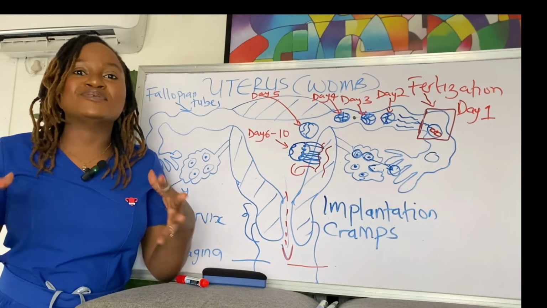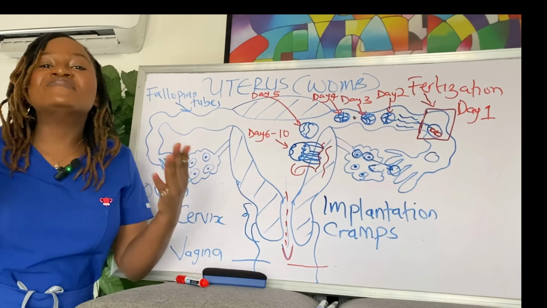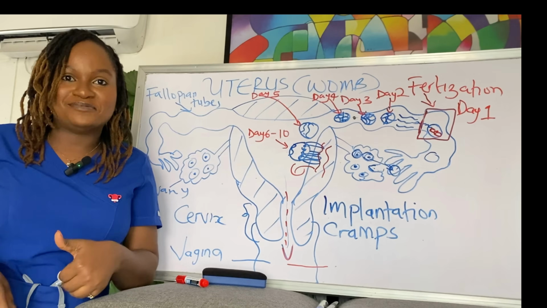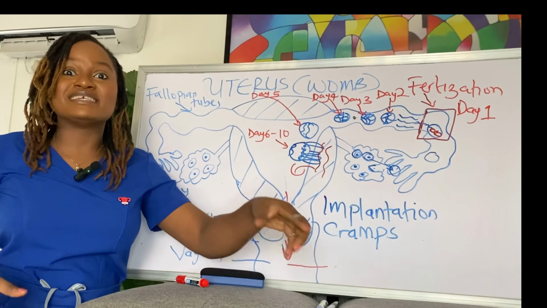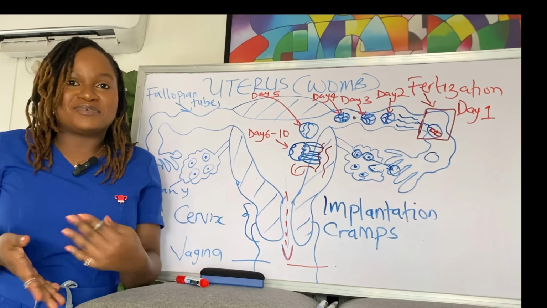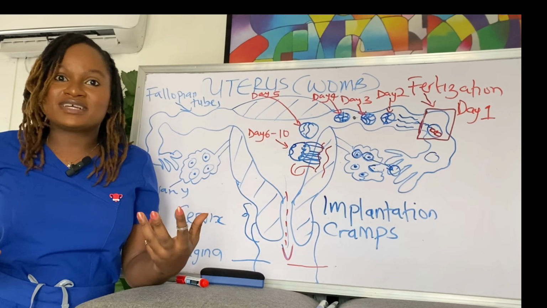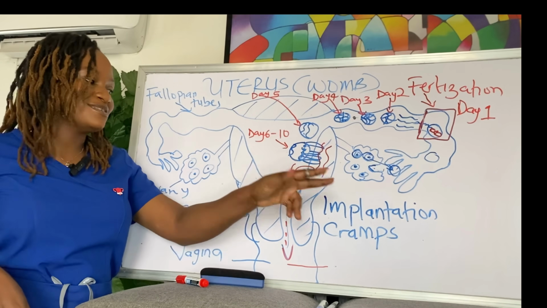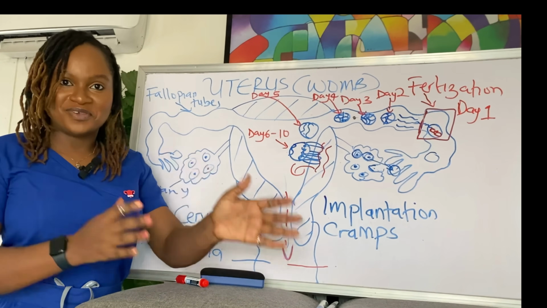So this is another confusing one. Imagine implantation has occurred for you and then you experience implantation bleeding and then you now experience implantation cramps. You will now be wondering, is this my period? Because for some women, their normal period experience is bleeding and cramps. So how do you differentiate implantation cramps from your period cramps?